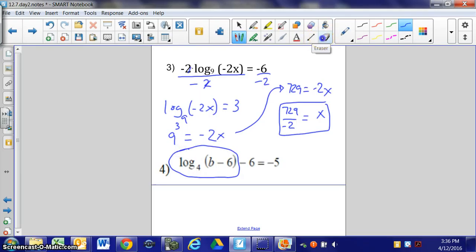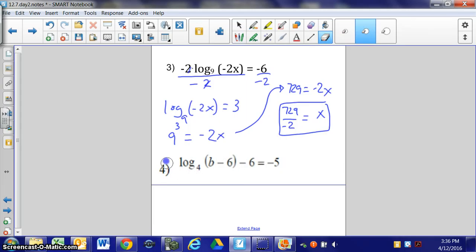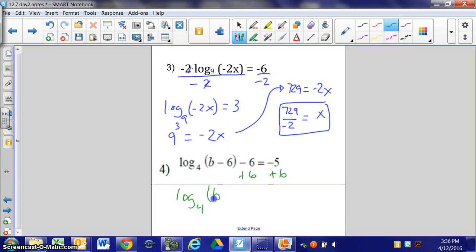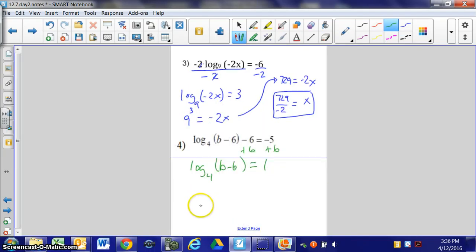We have this -6 over there, so I want to move that -6 over to the other side so that I can isolate my logarithm. So I add 6 and I add 6. I now get log base 4 of b minus 6 equals 1. Now in order to solve this, convert to exponential form and solve for b. Put me on pause, give it a try, check back in.